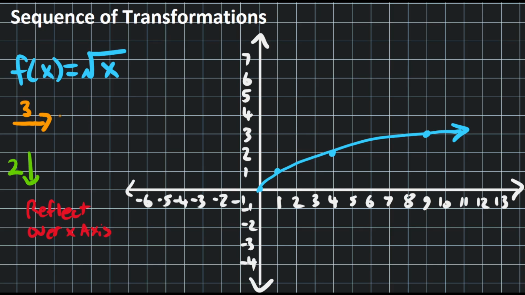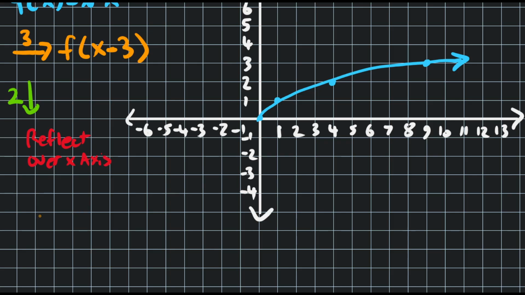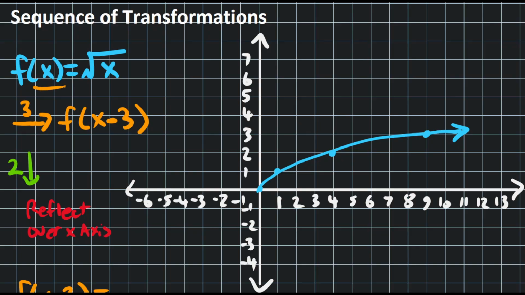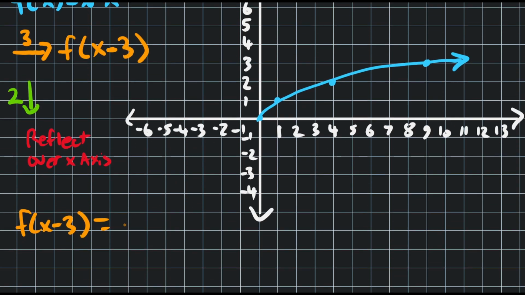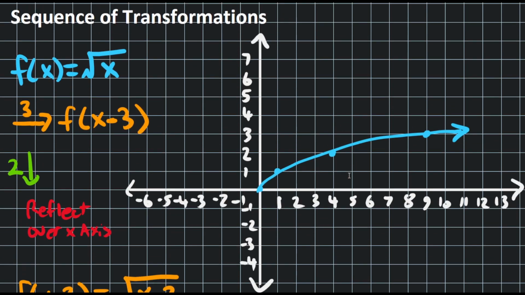To shift to the right by 3, that would just be f of x minus 3. So let's go ahead and figure that out. What is f of x minus 3? Let's write it down here. We know that f of x is radical x. So that means f of x minus 3 is radical x minus 3. So far, our function is radical x minus 3.